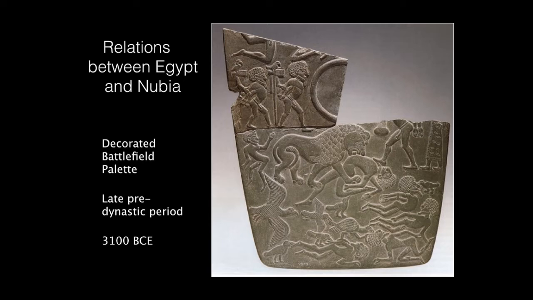Here we see the decorated battlefield palette, late pre-dynastic period, about 3100 BCE. This is a very extraordinary object, and unfortunately nobody's quite sure what they were used for. They seem to be based on a standard tool that people would use to paint their faces. There's a disc in the center of the stone which had been polished smooth, and in there makeup would be prepared and then painted onto the skin.